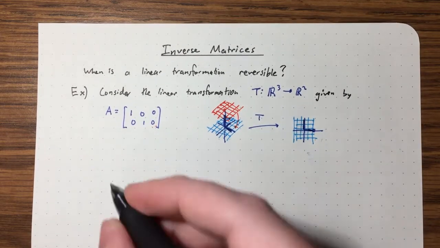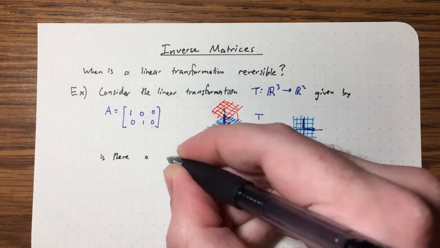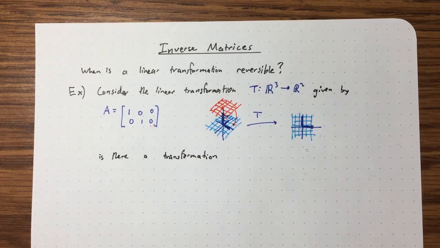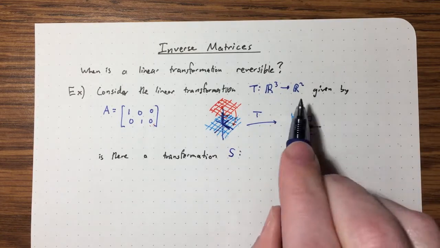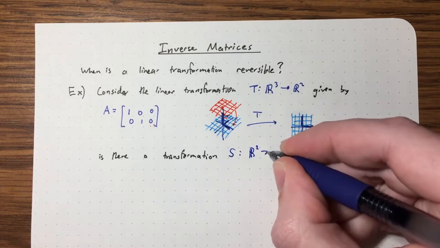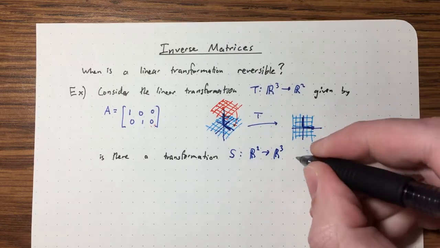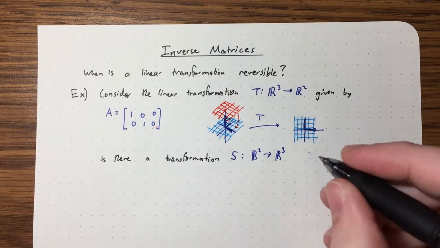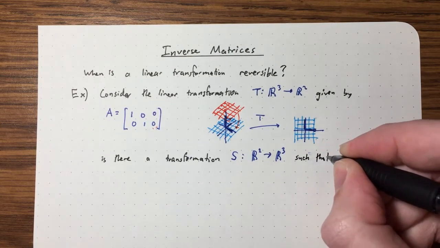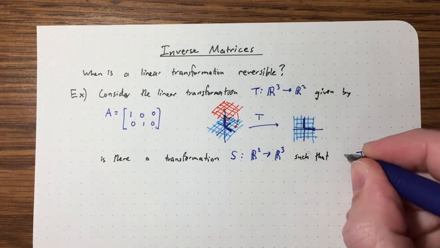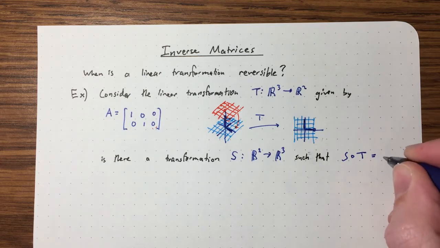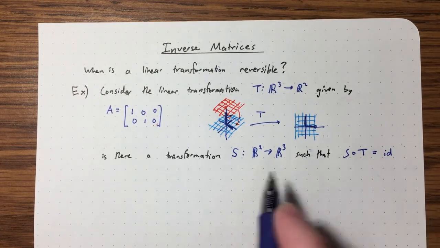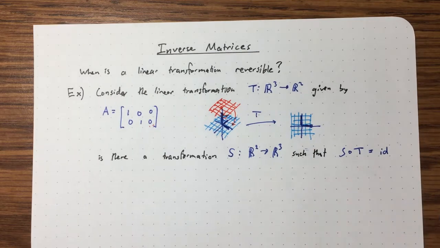Let me ask a question now. Is there a transformation that reverses this one? So what do I mean by that? Is there a transformation, let's call it S, and this one will go from this space to that space, so from R2 to R3, that sort of undoes this transformation T? Such that if I do T and then S, I just get back exactly what I started with. So I get the identity transformation on R3. I'm saying, can I find an S so that if I compose it with T, it basically does nothing?